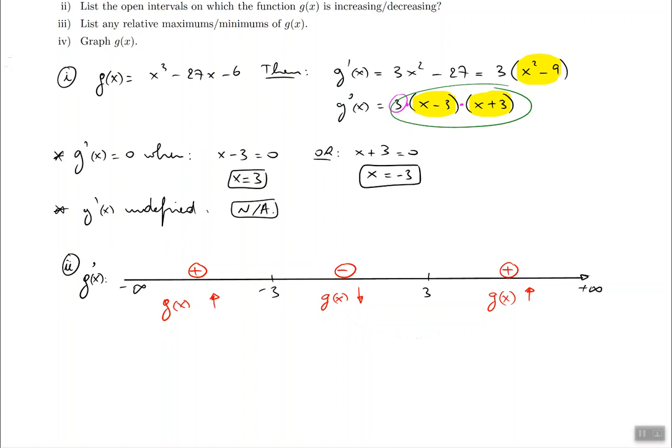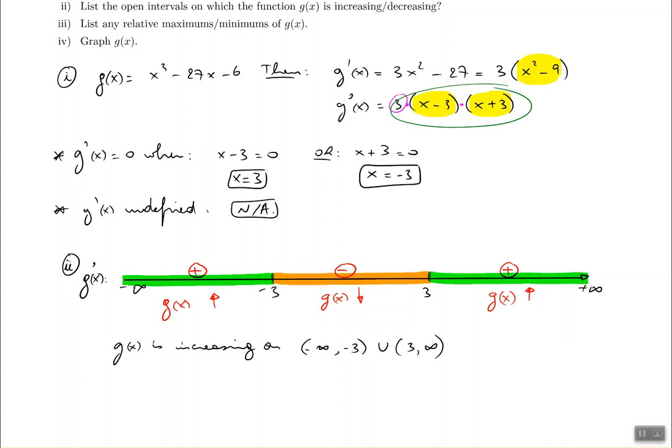So in other terms, the function increases on the first part and the last part, and it decreases in the middle part. So the question was to list the intervals on which the function g is increasing and decreasing. So let me go ahead and write them down. We say that g of x is increasing on the interval from negative infinity to negative 3 and from 3 to infinity. And also it's decreasing in the middle interval from negative 3 to positive 3. And that's basically the end of part 2.